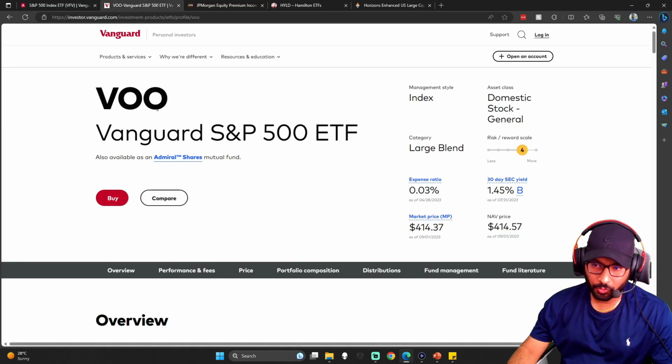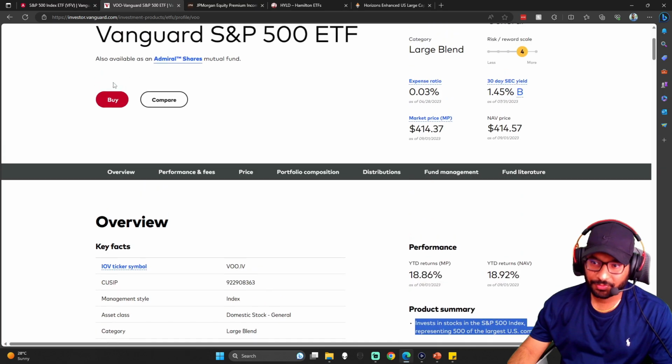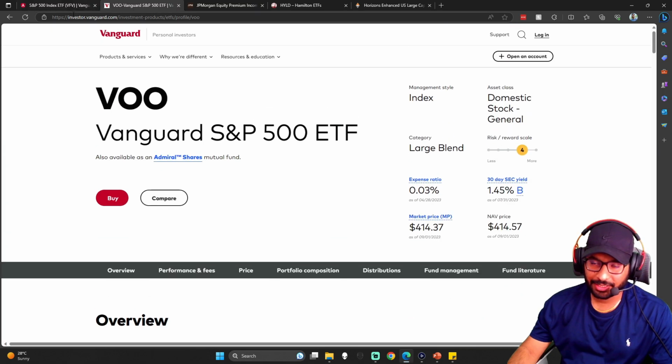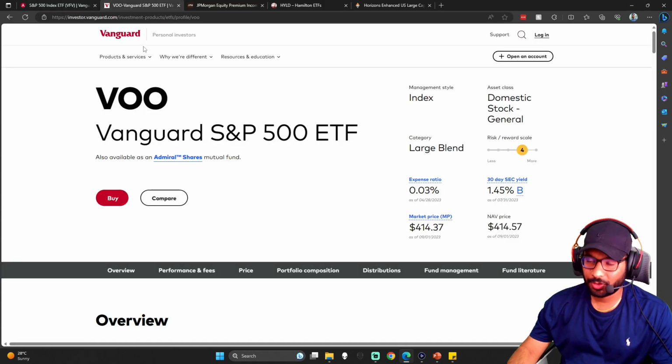The second one is VOO, very similar, but this is in USD. So for Canadians, if you are investing in a TFSA account, you should go for VFV. But if you are investing in an RRSP, then you should go for the USD one.